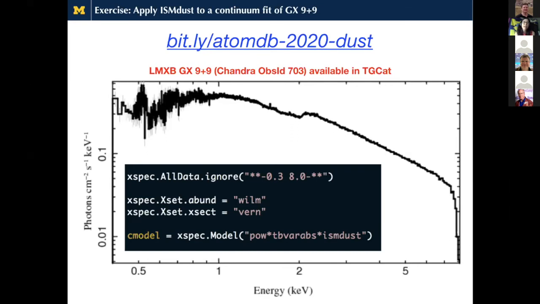But this is the spectrum as observed in TGCat, and I have instructions for downloading it. And here I am setting a continuum model, which is just a power law with ISM absorption and then ISM dust. So TBvarabs, I don't know what to call it, is the Wilms et al. model. And it can actually be quite overwhelming because it has a lot of parameters, so I will go through those. By turning on both ISM absorption and dust scattering or dust extinction effects, you have to make sure that you're not accidentally counting the dust twice, because TBvarabs also includes dust.